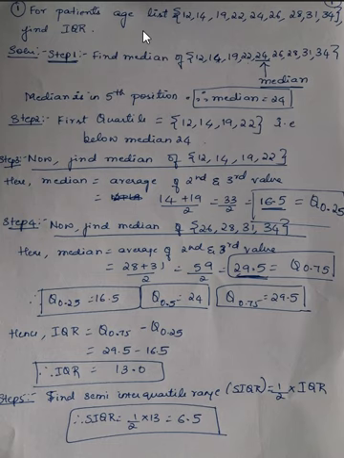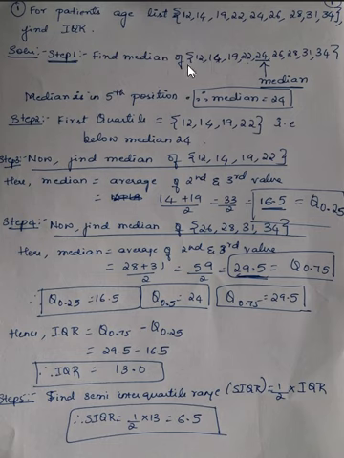So the question is, for the patient's age list, these are the values in the list for which we have to find the IQR. So the first step is, as we already know, the formula of IQR is we have to subtract Q 0.75 with Q 0.25. So we are actually subtracting the third quartile with the first quartile. So we need to find the quartiles mainly.